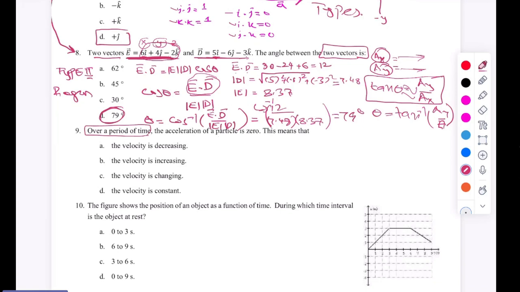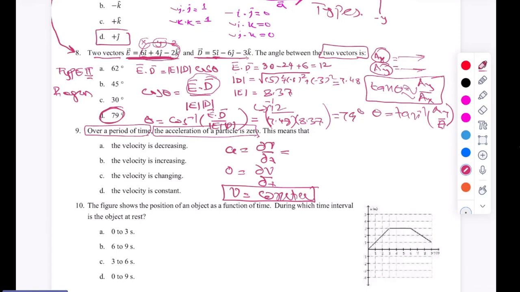Now, next, over the period of time, the acceleration of the particle is 0. And this means that velocity is constant. Because acceleration is dv/dt. So acceleration of the card is 0, so dv/dt is 0. So v is constant. If they are both zero, that means it will be constant.